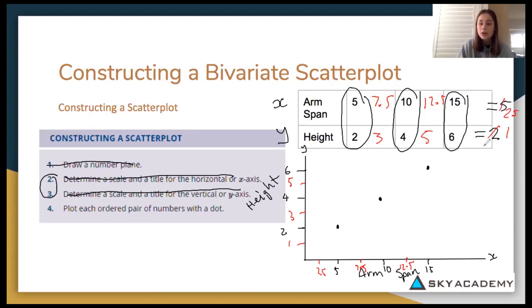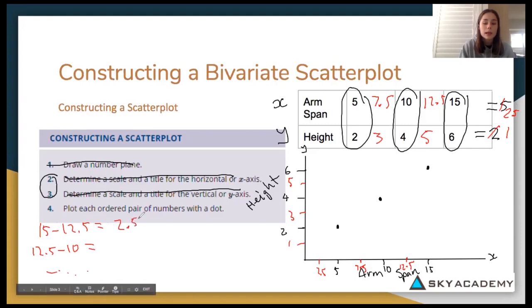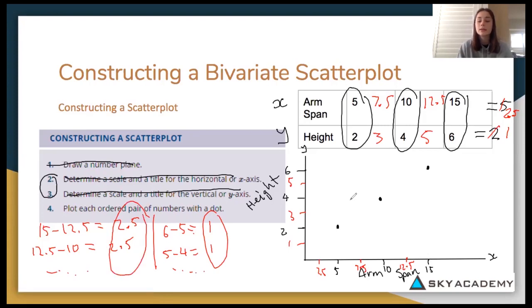And another way to determine this is just to subtract the intervals from each other. So if I had 15 minus 12.5, 12.5 minus 10, and if I did that for all of them, you would get a value of 2.5. And if I did that for my y-axis as well, 6 minus 5, 5 minus 4, and if I did that for all of them, I would get a value of 1 for all of them. So that's another way to determine what the scale is.